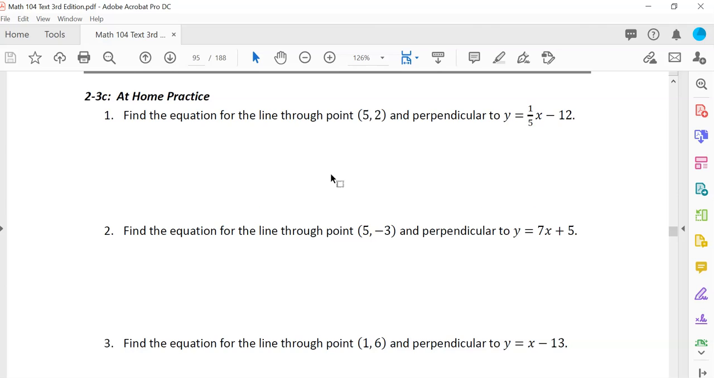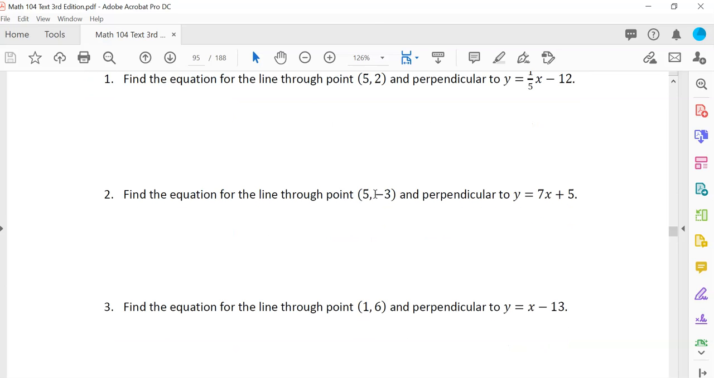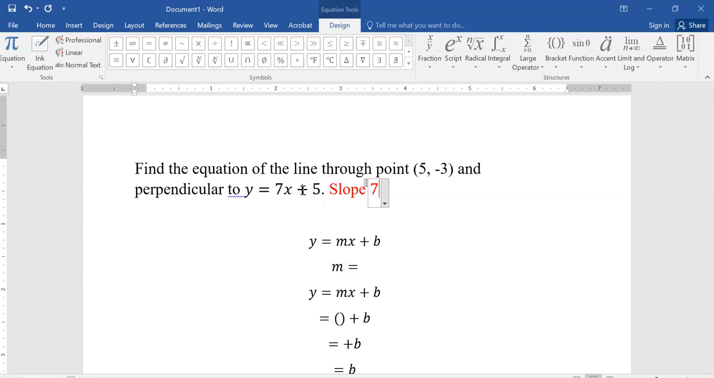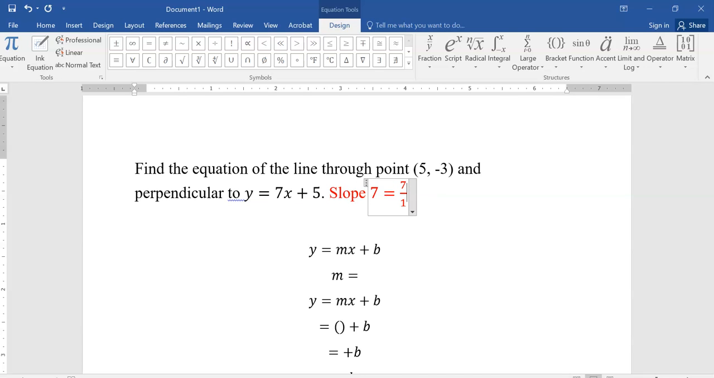Now, as far as the next question goes, find the equation of a line through the point 5, -3 and perpendicular to y equals 7x plus 5. We're going to do this in the very same way. So let's pull up that problem. Through the point 5, -3 and perpendicular to y equals 7x plus 5. Now, the slope of this line here is 7. Or if you'd rather, think of it as an improper fraction of 7/1. That makes it a little bit easier when I go ahead and find the perpendicular slope.